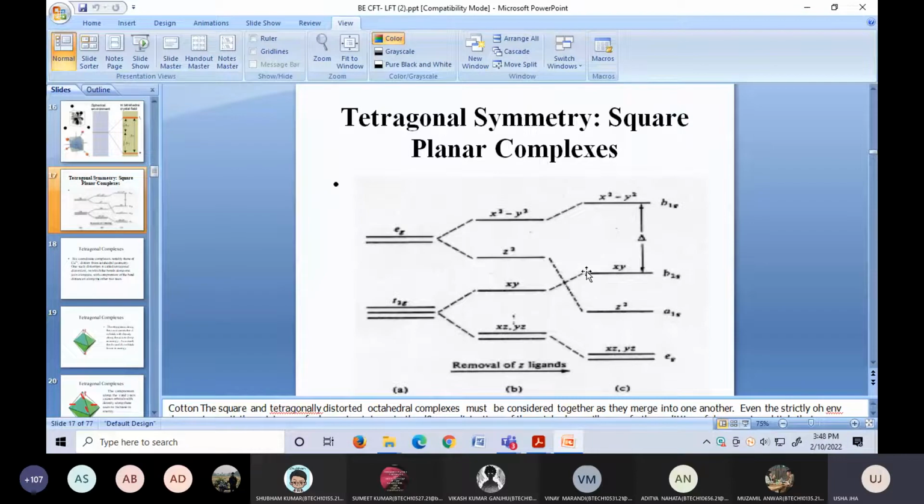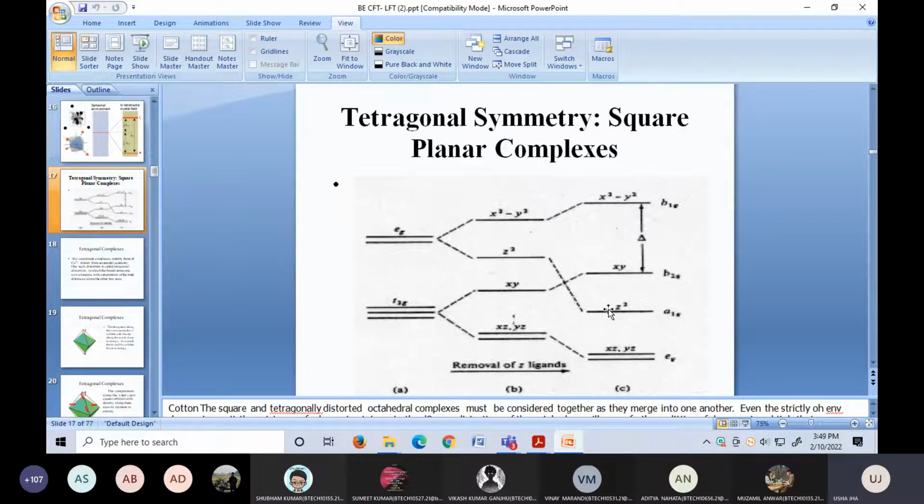Square planar complexes, we imagined, are very much like an octahedral splitting, wherein the ligands along the z-axis have been removed. If the ligands along the z-axis have been removed, what is happening? The orbitals which have the Z component in them become lower in energy, because there is no more repulsion between them and the ligand that was present earlier in an octahedral field along the Z axis. So the Z squared becomes lowered in energy.